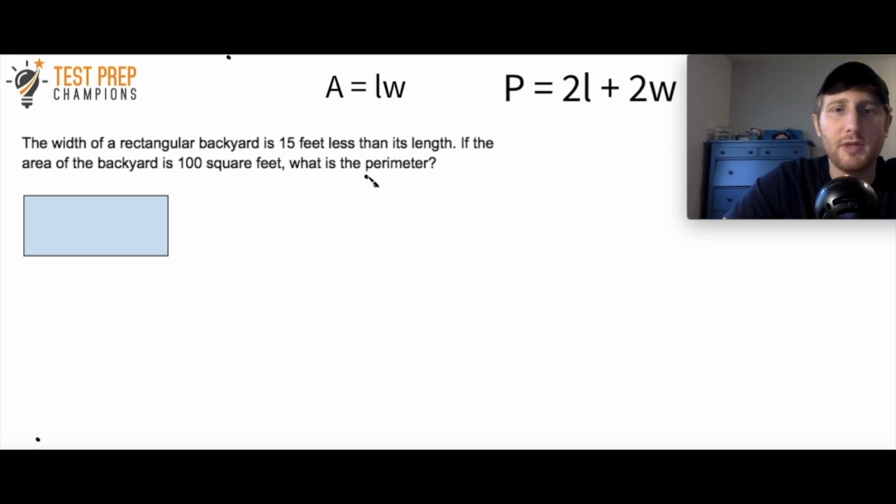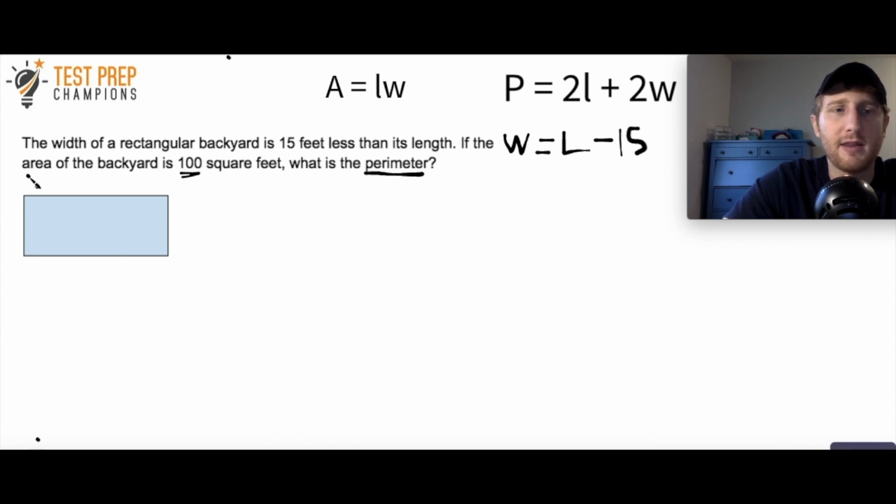So the name of the game here is to find the perimeter. And if I knew the length and the width, I could simply plug the numbers in here and pretty easily come up with the answer. But unfortunately, it's not that easy here because we don't know the length and we don't know the width. But what we do know is that the width of the rectangular backyard is 15 feet less than the length. So in other words, the width equals the length minus 15. And we also know that the area is 100 square feet.